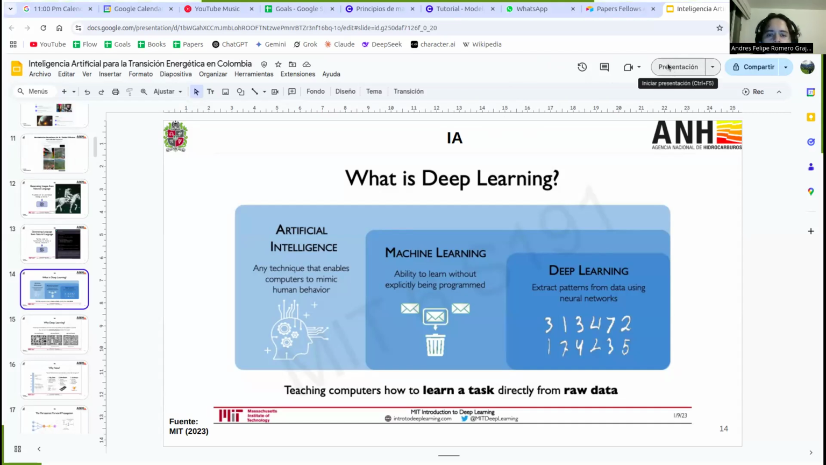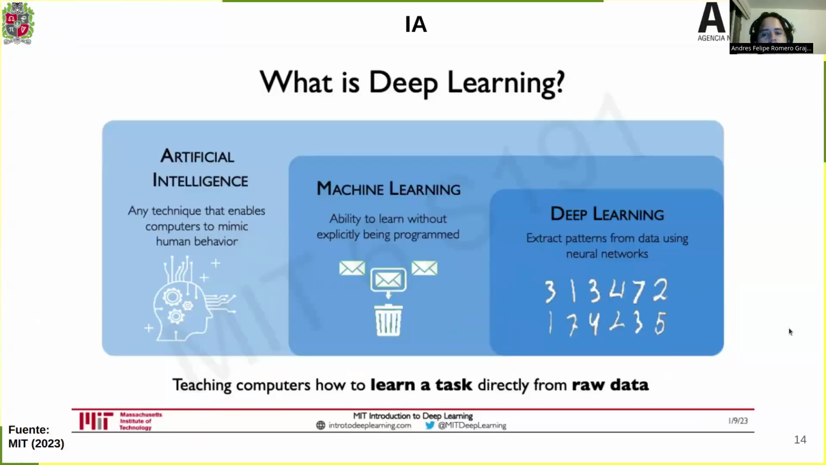So we're going to talk about the different distinctions between artificial intelligence, machine learning, and deep learning. I'm going to be using one of the works I did back in my time at the National Hydrocarbon Agency here in Bogota, in Colombia, as part of my internship. I based this presentation on a class from the Massachusetts Institute of Technology related to the introduction to deep learning. So we'll get started with the definition between these three concepts.